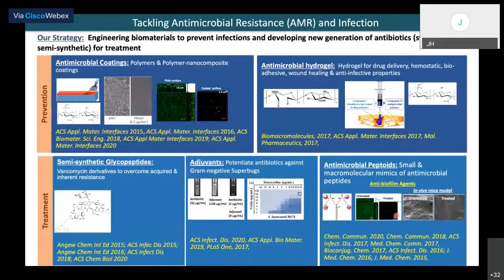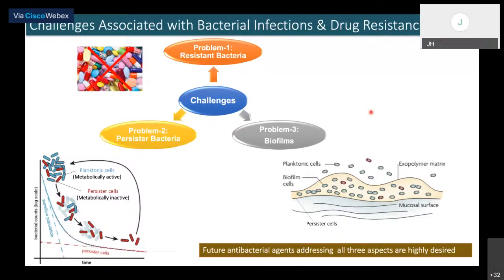This is a synthetic molecule which can actually go and kill the bacteria even within the biofilm. And there are many other problems associated with it. So if you see the bacterial infection, there are different challenges. One is the bacteria already developing resistance to the known antibiotic. That means you need to have a new compound which can go and kill the bacteria which has already developed resistance.